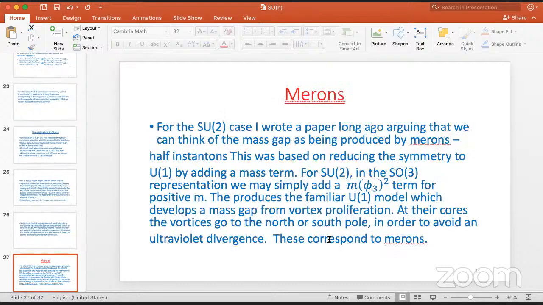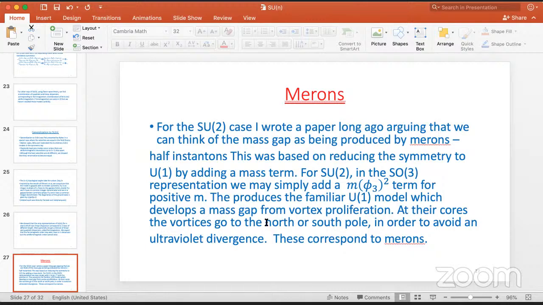So now I want to talk about merons. For the SU2 case, long ago, I wrote a paper arguing that we can think of the mass gap as being produced by merons. Merons are basically half instantons. This was based on reducing the symmetry to U1 by introducing a mass term. For SU2 and the SO3 representation, we simply add an m phi 3 squared term for positive m. This produces the familiar U1 model, which produces a mass gap from vortex proliferation.